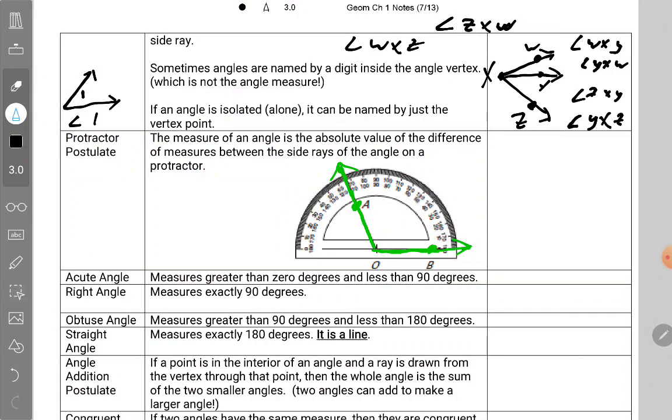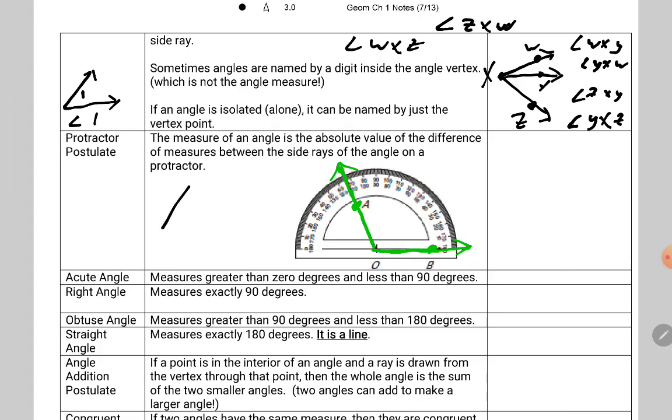To measure this angle, this device here is called a protractor, not to be confused with a compass. A compass kind of looks like this. It has two legs, then it has the pointy end, and then it has the pencil on the other side, and then you draw circles with it. That's the compass. A compass draws circles.